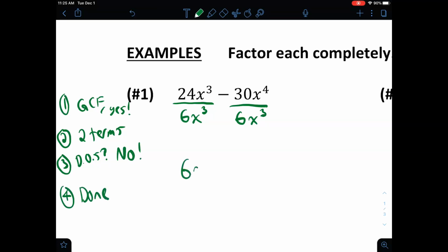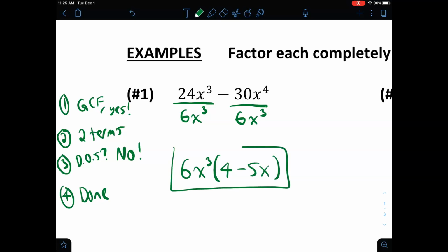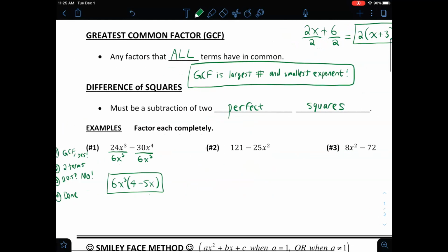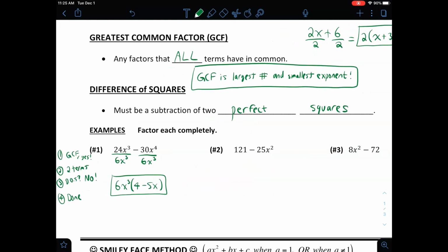And that means we're done. If this is our final answer, we had 6x to the third times 4 minus 5x. That is factored as far as we can go. Okay, so we're going to go through the steps every time here to help us with this, okay?